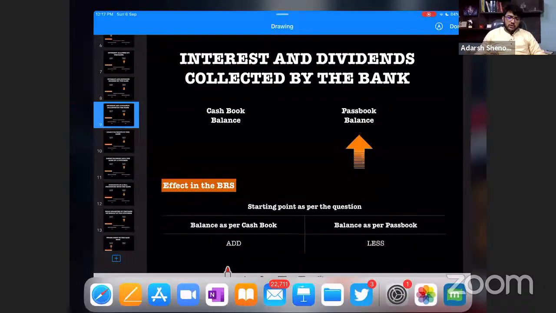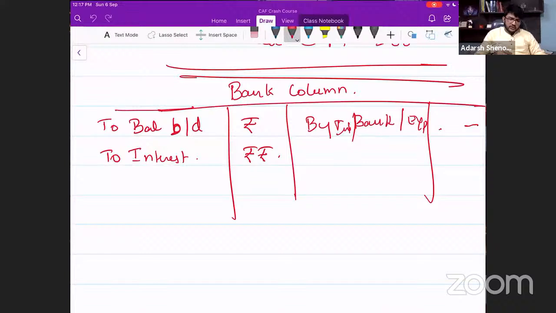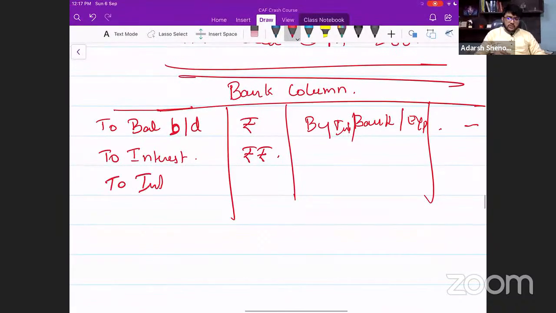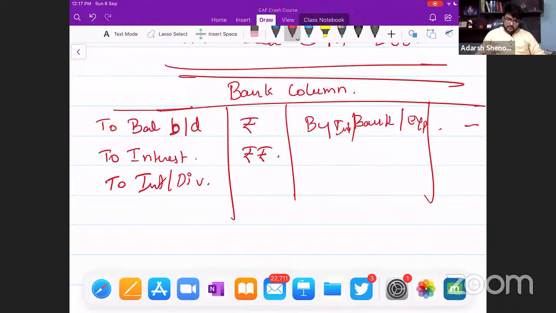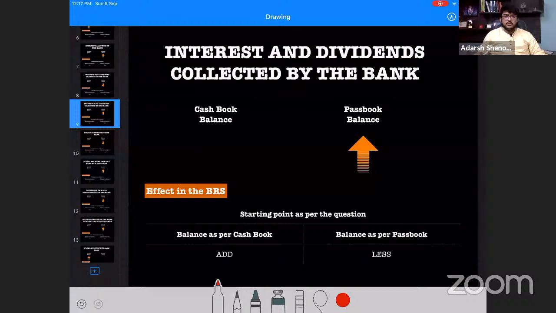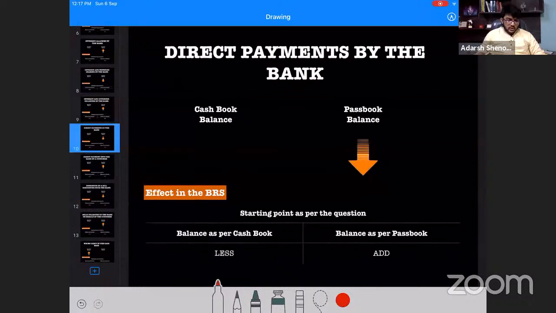And which side should you record this? Debit or credit? It is increasing your balance, so you have to record it on this side, the debit side, which is receipts for you. You are receiving the money, that's why you have to write it on the debit side.